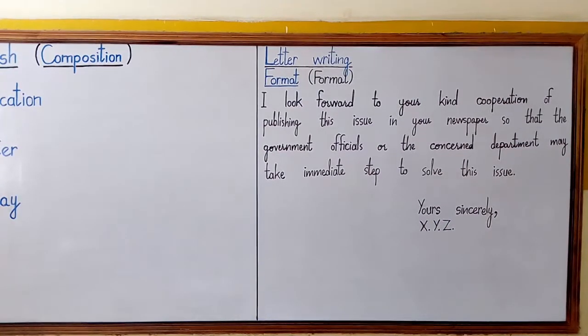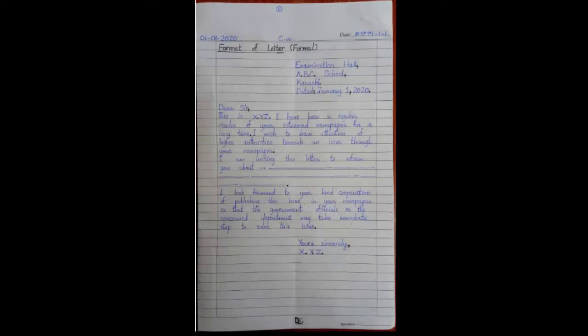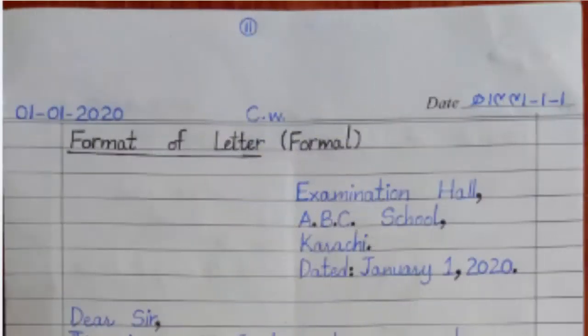And now I am exemplifying for you the same formal format, or the format of the formal letter, on your register page. Here you are. You can see here, you have to first of all write down both the dates. You have to mention both the dates, English date and Islamic date. And in the center of these two dates, you have to write CW, which means classwork. And if you are doing this as a homework, then you will write HW.